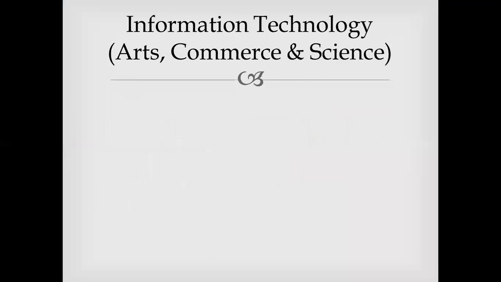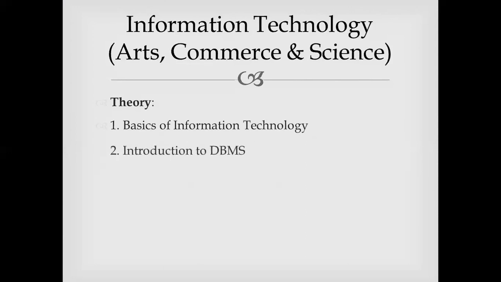Information technology is a combined book now for arts, commerce, and science, all three streams. It consists of theory and practical both as the topic. In theory, it is having topics as chapter number one, basics of information technology, chapter number two as introduction to DBMS, chapter number three is impressive web designing, chapter number four as cyber law.